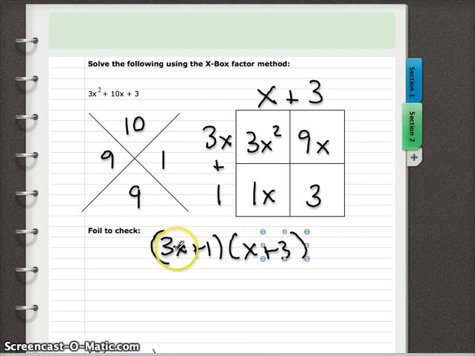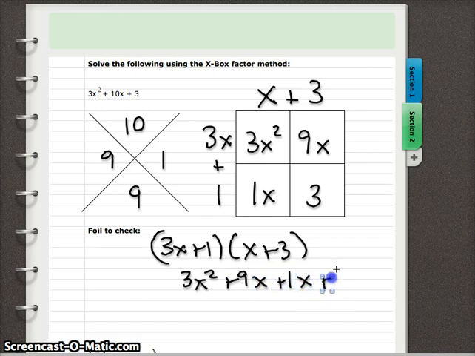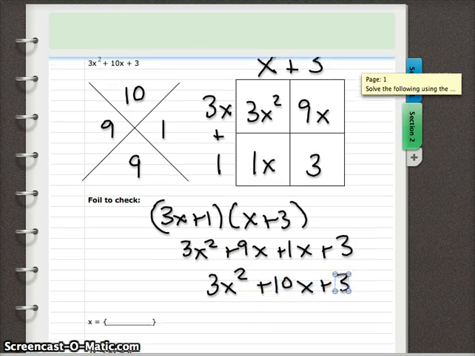Let's FOIL real quick. 3x squared plus 9x plus 1x plus 3. Combine our middle terms and we end up with what we started with, so we factored correctly.